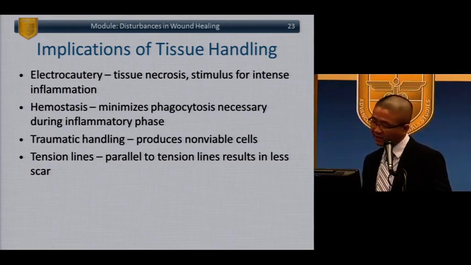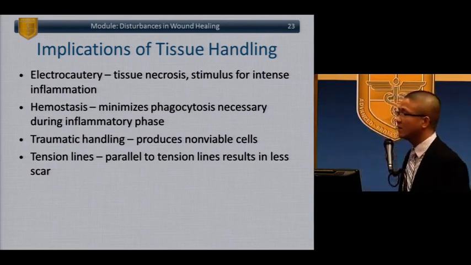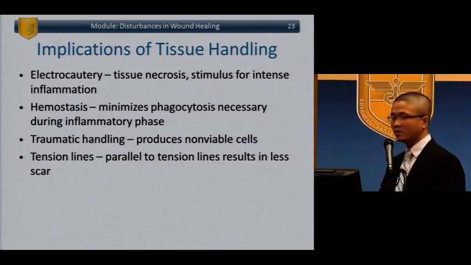Traumatic handling, again, speaks to the idea that tissues become non-viable. And then tension lines, we already talked about, is if you go against the tension line, if you're just a rebel and you really wanted to go against the skin line, what happens is that the tension places the collagen deposition at odds or not in parallel with the initial wound or initial incision.